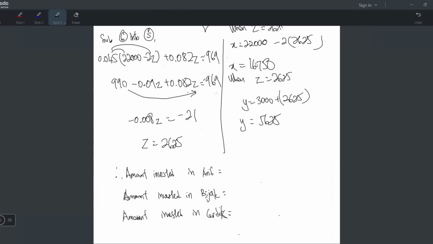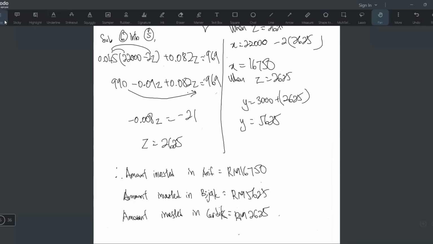So amount invested in Arif is X. So I have to write RM lah. Because it's amount, right? Okay, amount invested in Bijak. Amount of investment mesti RM. So RM 5625. And then the last one is RM 2625. Okay, then you'll get full mark. All right, that's all for this question.